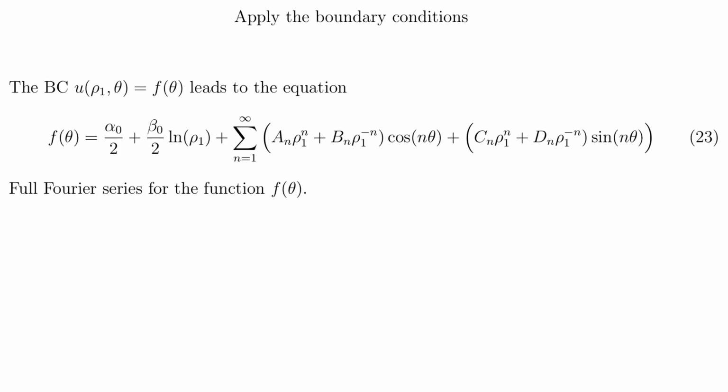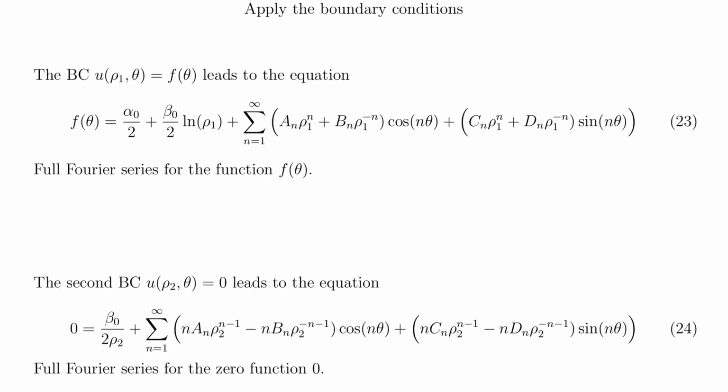So applying the boundary conditions, when we set rho equals 1 in the general solution and require that we get f of theta, that leads to equation 23 here. And in fact, we recognize this as a full Fourier series for the function f of theta. The coefficients for cosine and sine are a bit complicated, but nonetheless it's a standard Fourier series. The boundary condition that when we evaluate the derivative at rho equals 2, the outer boundary, leads to equation number 24. And this is a full Fourier series for the zero function.